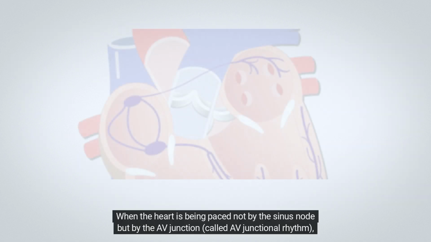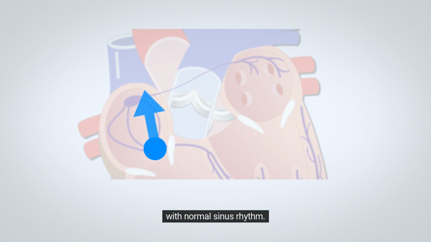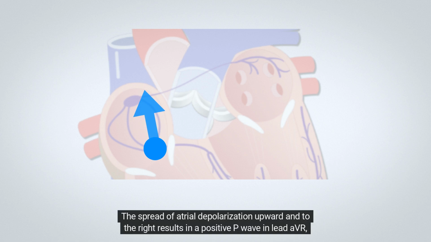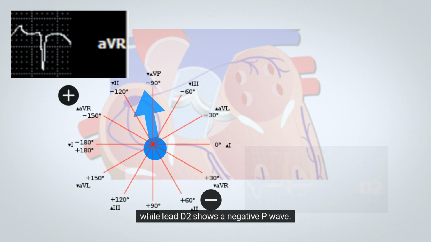When the heart is being paced not by the sinus node, but by the AV junction, called AV junctional rhythm, the spread of atrial depolarization is in a retrograde direction, which is just the opposite of what happens with normal sinus rhythm. The spread of atrial depolarization upward and to the right results in a positive P wave in lead AVR, while lead D2 shows a negative P wave.